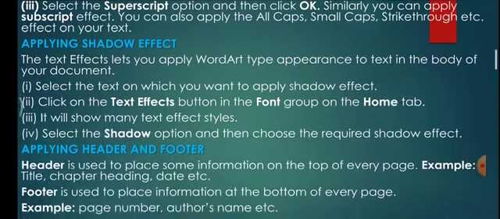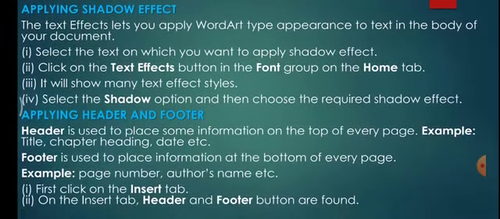Next is applying shadow effect. The text effects let you apply a word art type appearance to text in the body of your document. Students, in your document body you can apply any type of text effect you want. There are some steps for applying shadow effect. First, select the text on which you want to apply the shadow effect.